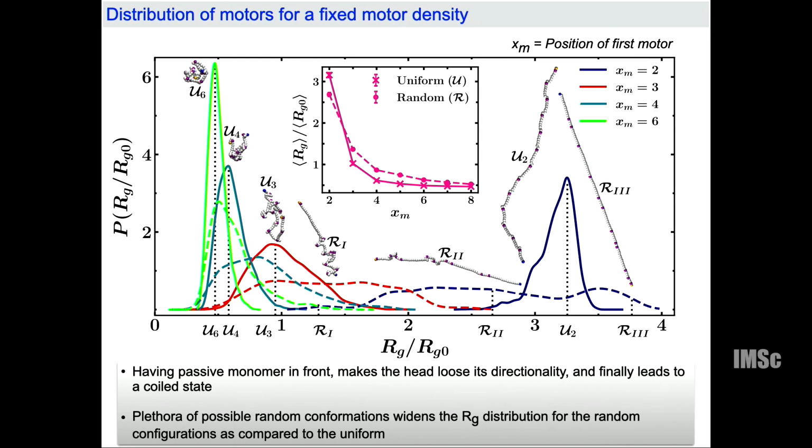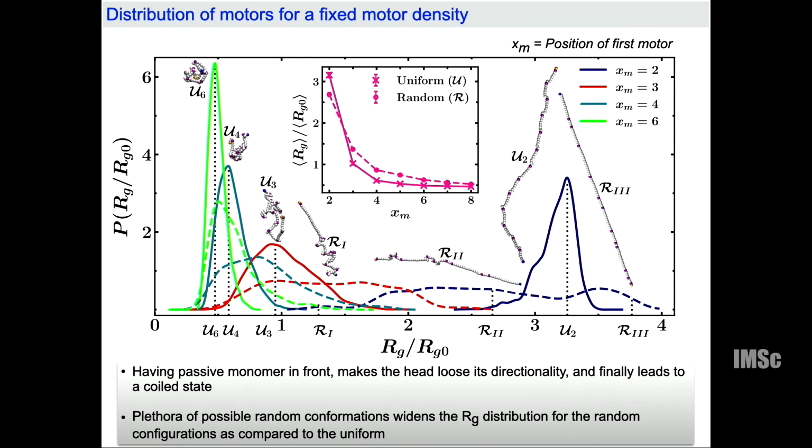If I have a uniform distribution, this is the solid curve that you see here. If I have the same number density of motors and a uniform distribution, it shows an open state, but the moment I make the distribution of the motors random with the same motor density, it goes to a very mixed state. It's a plethora of conformations that it takes.